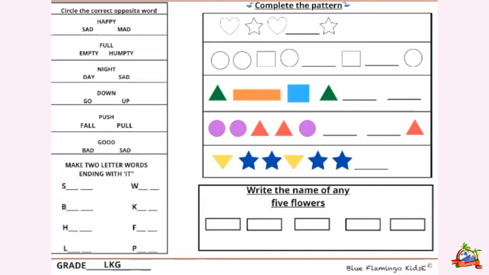So happy का opposite word क्या होगा? Happy का उल्टा sad, दुखी, दुख, sad, S-A-D, sad. Speak with me. H-A-P-P-Y, happy. Opposite word of happy will be sad. S-A-D, sad. So we will circle on the word sad.